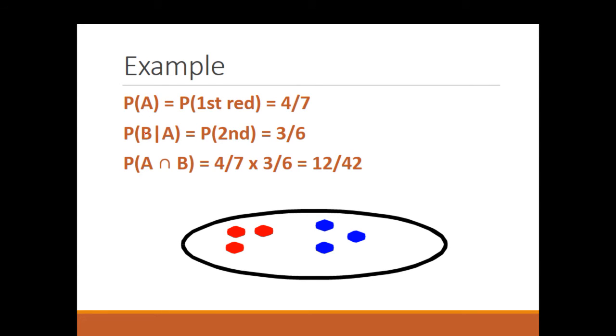So the probability of B, a red M&M, given that I already got a red M&M, is 3 out of a total of 6. So the probability of getting 2 red M&Ms is 4 out of 7 times 3 out of 6. The probability of A intersect B is 12 chances in 42. Okay.